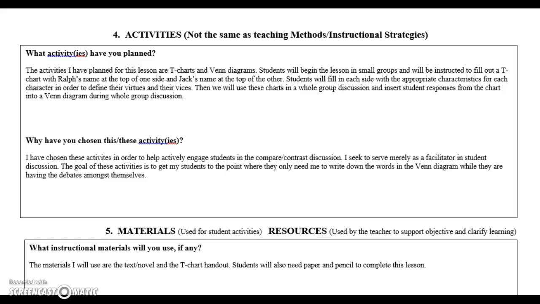Section 4, Activities. What activities have you planned? The activities I have planned for this lesson are T-charts and Venn diagrams. Students will begin the lesson in small groups and will be instructed to fill out a T-chart with Ralph's name at the top of one side and Jack's name at the top of the other.